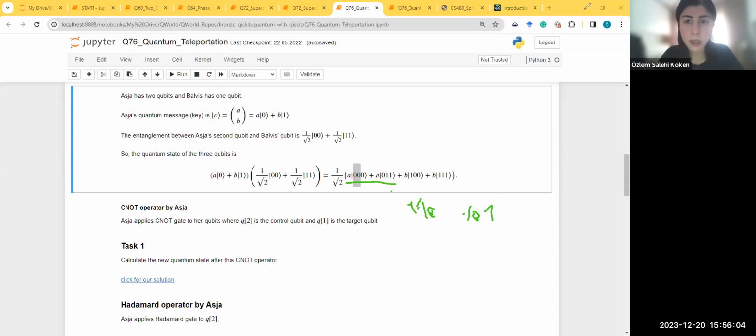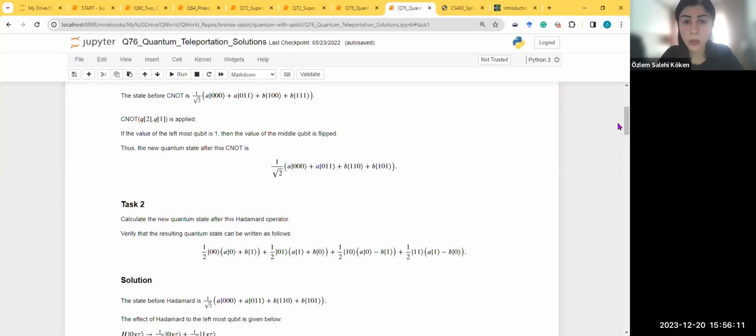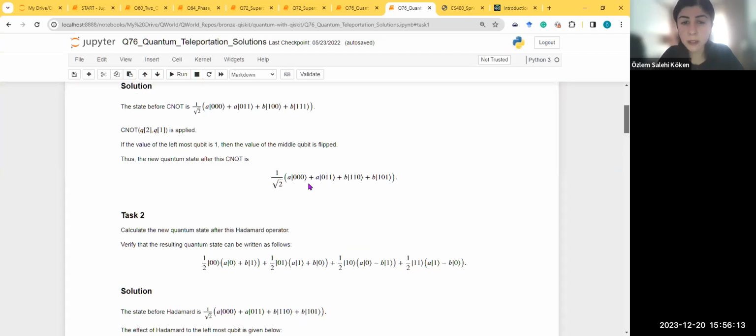Now let's see this here. So after applying CNOT, this will be the new quantum state. So this was the state before CNOT. This is the new state after Asya applied CNOT. Any questions?